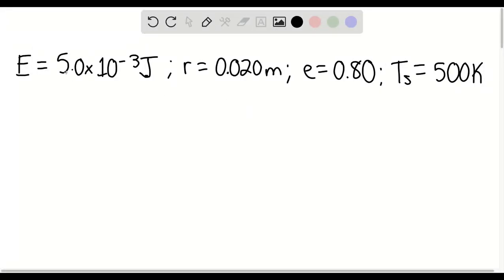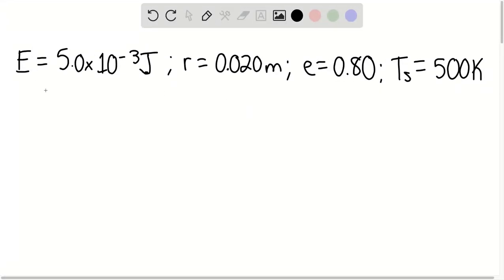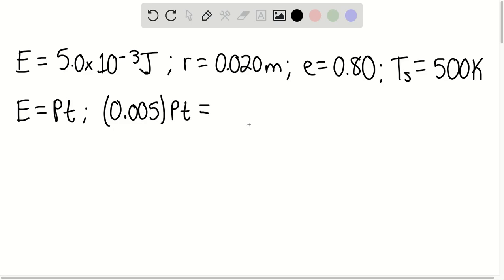So here, the problem is asking for half a percent of E. So here we would have E equaling the power times the time, so a power multiplied by time, so an amount of energy. And here we can say that we only want half a percent of E. So we have 0.005 PT equaling 0.005 multiplied by Stefan-Boltzmann's constant times the emissivity times the surface area times the temperature to the fourth multiplied by the time.